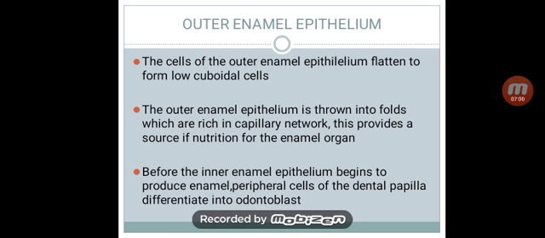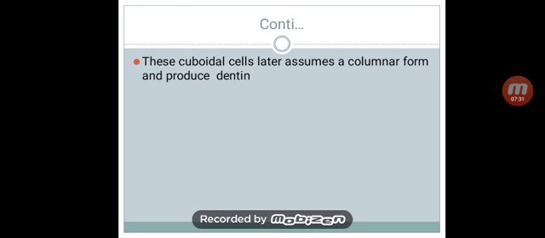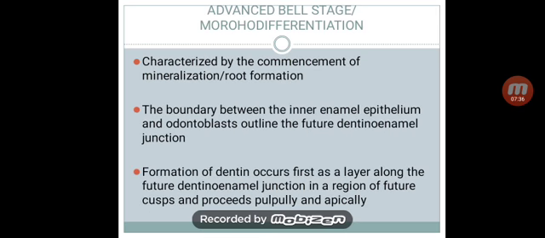After the inner enamel epithelium, let me explain the outer enamel epithelium. The cells of the outer enamel epithelium flatten to form low cuboidal cells. The outer enamel epithelium is thrown into folds which are rich in capillary network. This provides a source of nutrition for the enamel organ. Before the inner enamel epithelium begins to produce enamel, peripheral cells of the dental papilla differentiate into odontoblasts. These cuboidal cells later assume a columnar form and produce dentin.